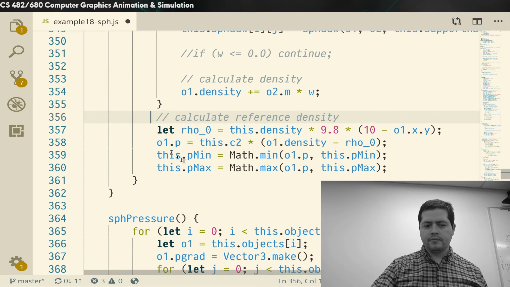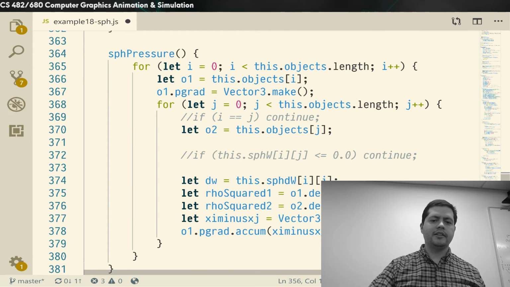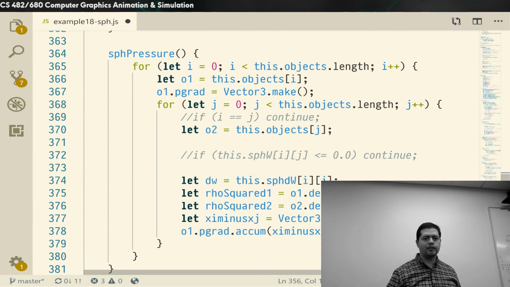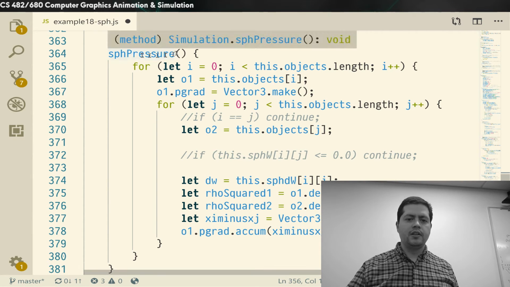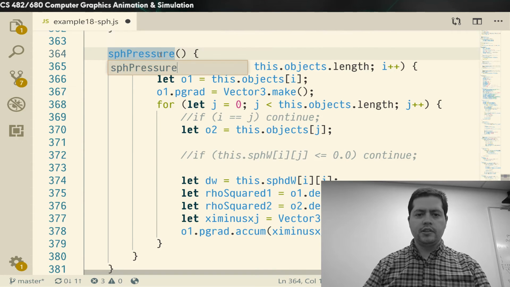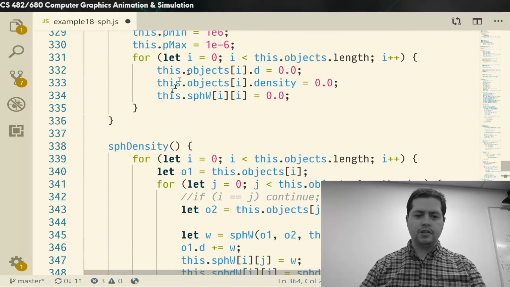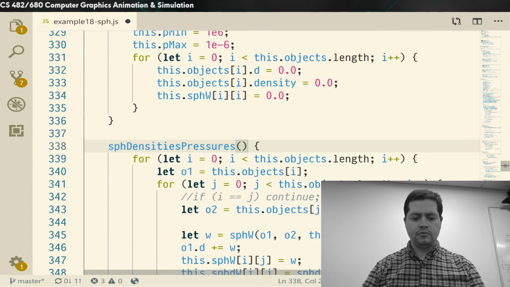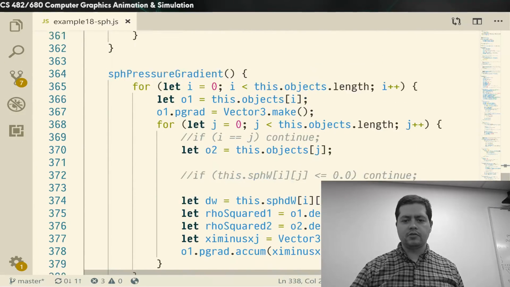Now pressure, this is where we're calculating the pressure gradient. We've calculated P and rho, so calculate density is not really accurate. Pressure is kind of just how I was implementing it. So let's just refactor so it's a little more correct. Okay, so it's renamed better now.